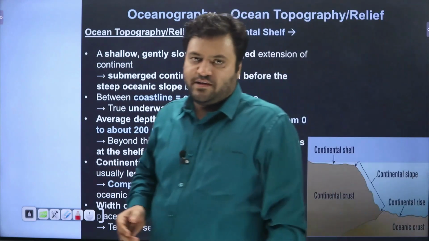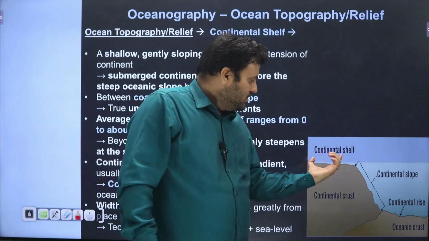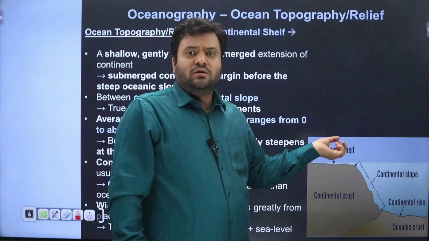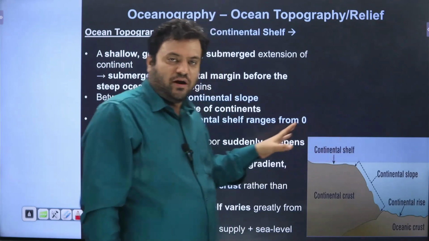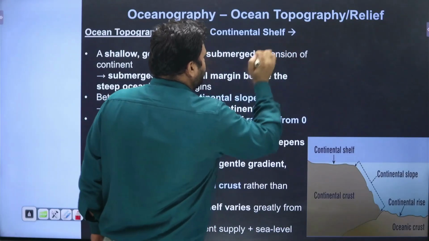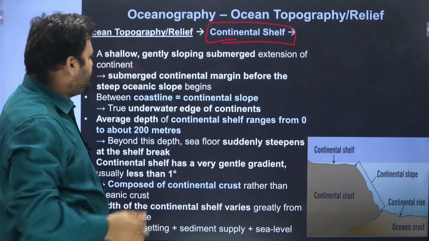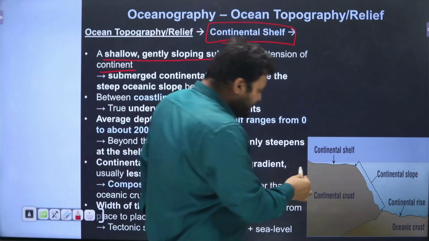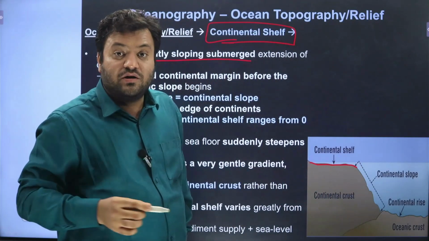The continental shelf, as you can see here in the diagram, is the portion which is interacting with the land part, and it is also the portion interacting with the water, or let's say the sea part. I told you that the continental shelf is a part of the continental plate. The continental shelf is basically a shallow gentle slope which is submerged. It is nothing but the extension of the continent which is submerged under water.